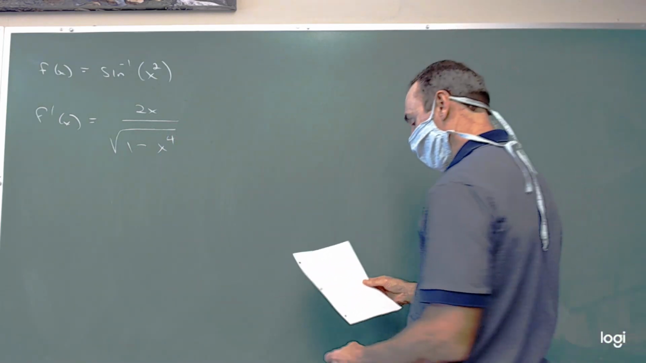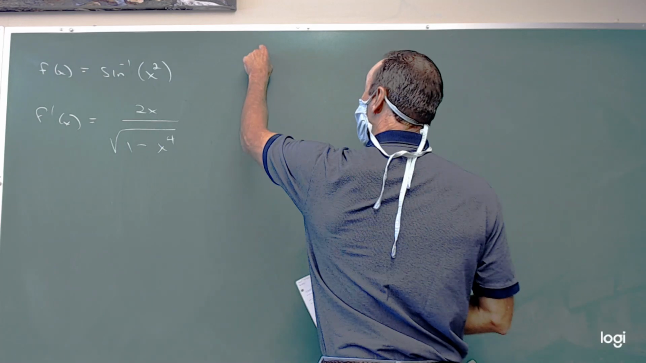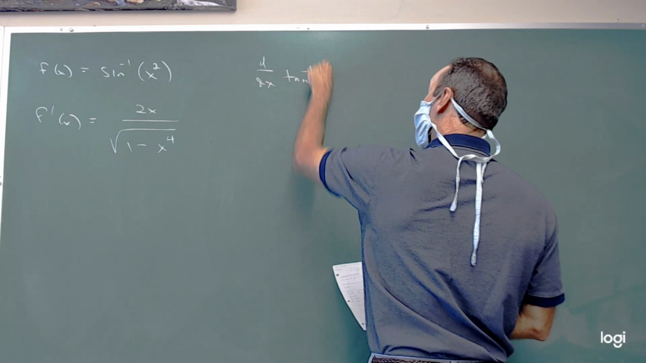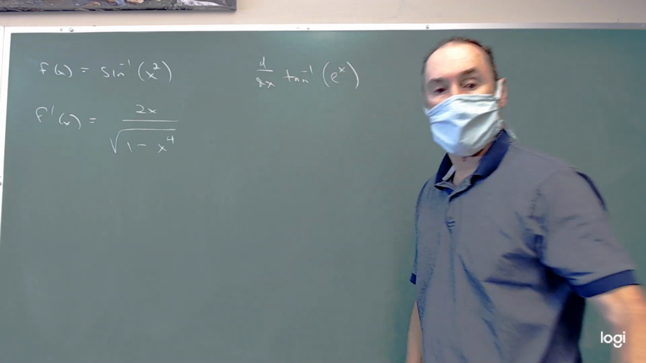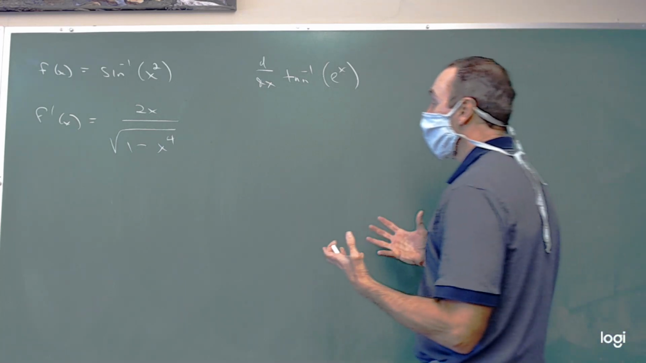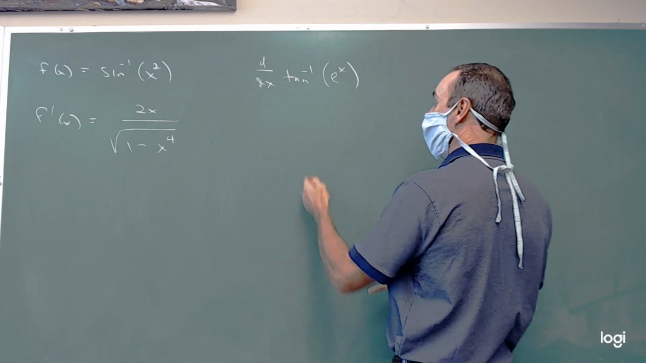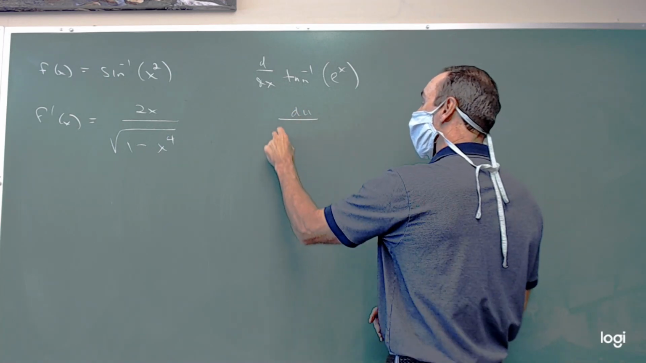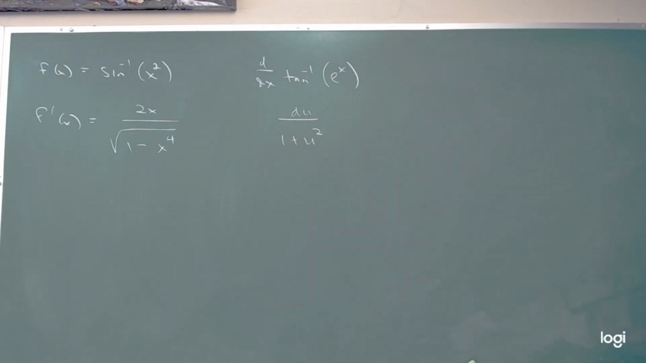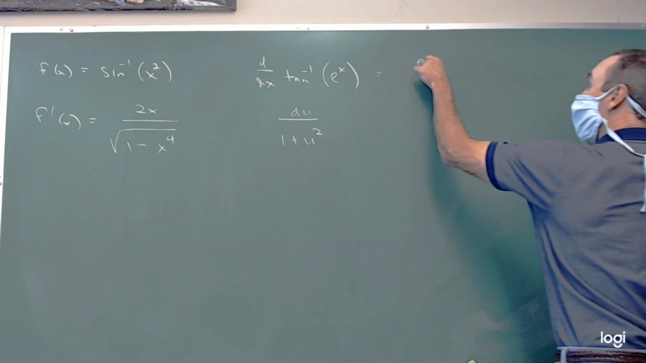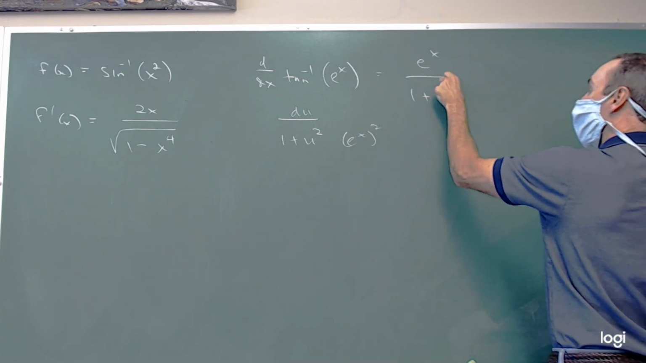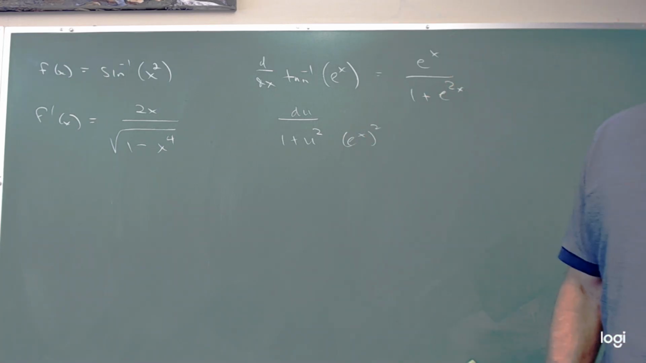So let's try another one. Let's do the derivative of inverse tangent of e to the x. So remember, the derivative of an inverse tangent, the formula we have to have memorized, with a chain rule is going to be du over 1 plus u squared. So we have du is just e to the x, and e to the x squared, remember, you're just going to multiply the exponents. So it's e to the 2x.